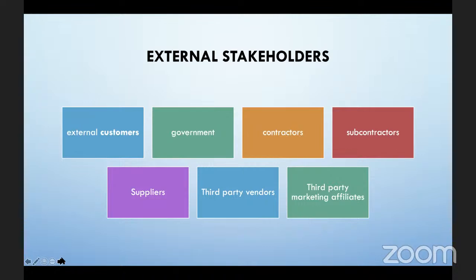Like we always say, customers are the bloodline of every business, right? We got to take care of them. And then we have government. So the government is another external stakeholder that we got to keep in mind.